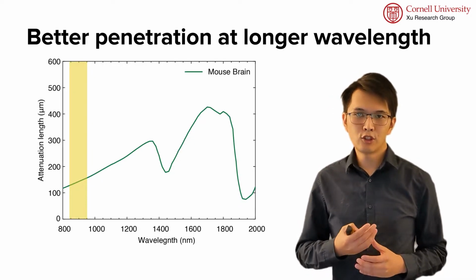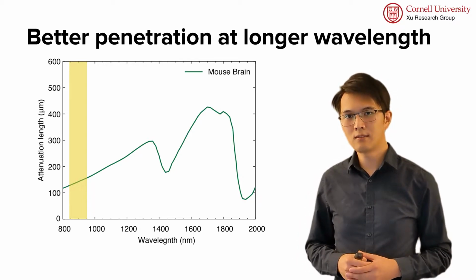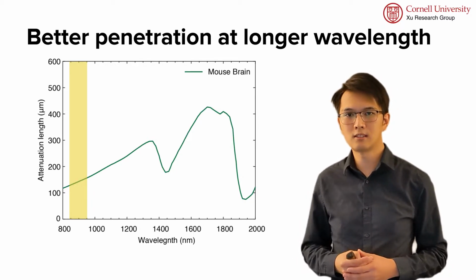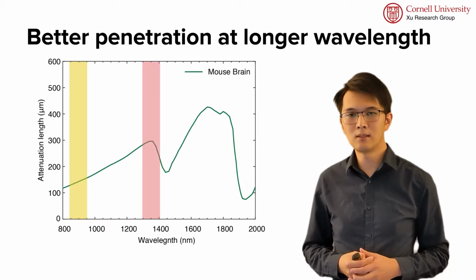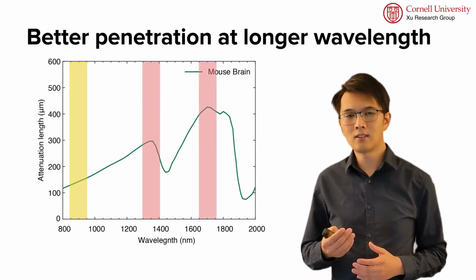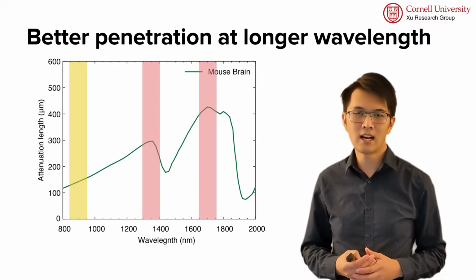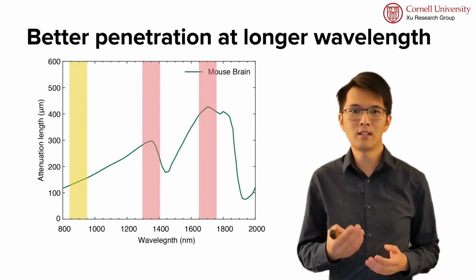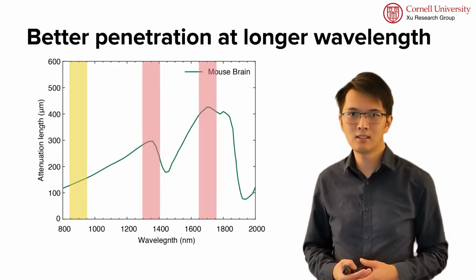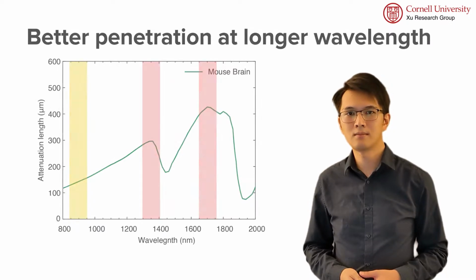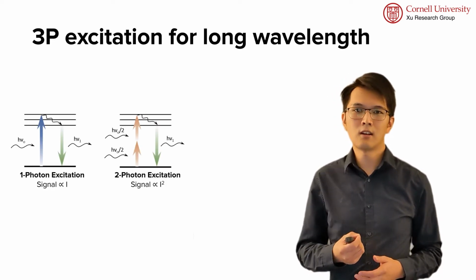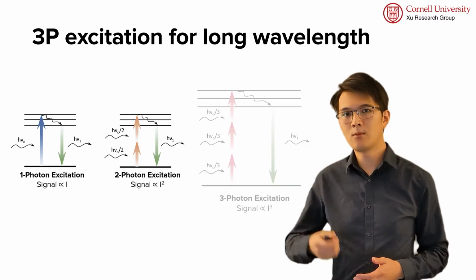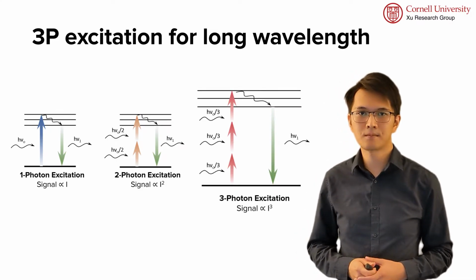As we can see, when we shift longer and longer into the wavelength, we can encounter two sweet spots, one at around 1300 nanometers, and the other at around 1600 nanometers, with the highest attenuation length. So it's a no-brainer that if we want to image the mouse brain and image the deepest, we'll use these two wavelengths. However, when we shift longer into the wavelengths, the photon energy will be lower. So instead of doing two-photon excitation, we'll do a three-photon excitation.